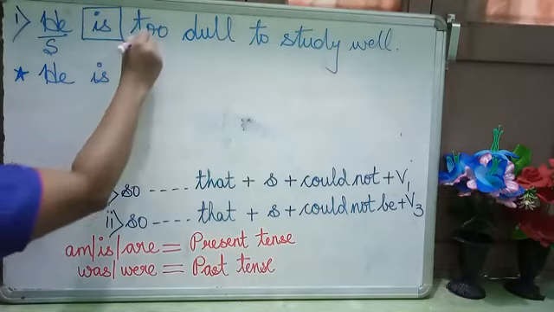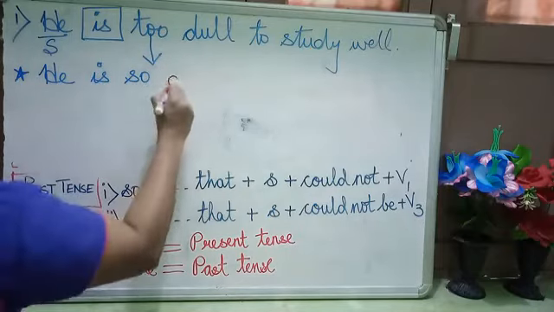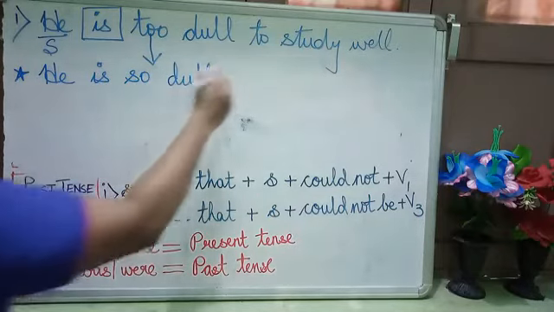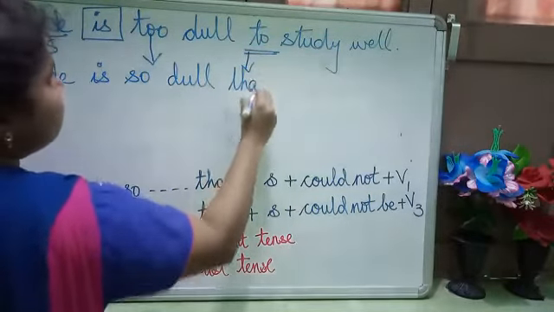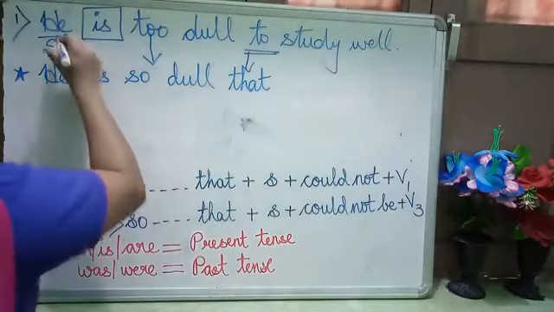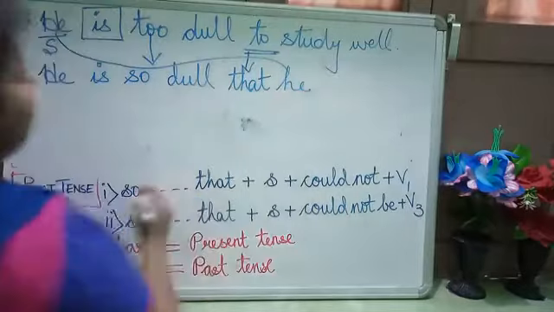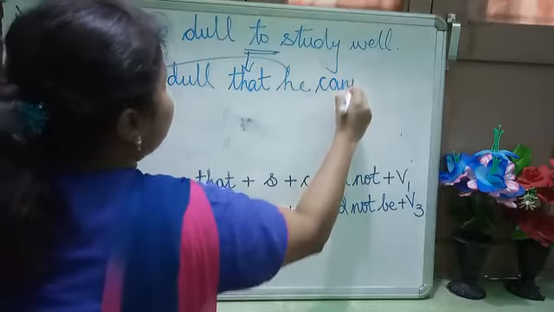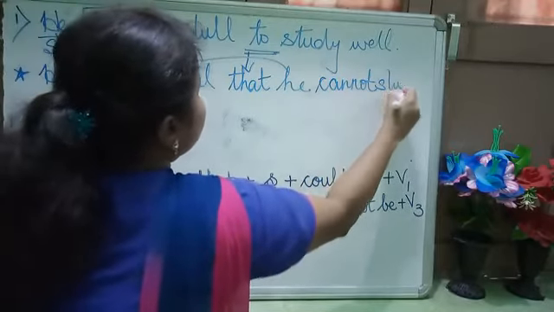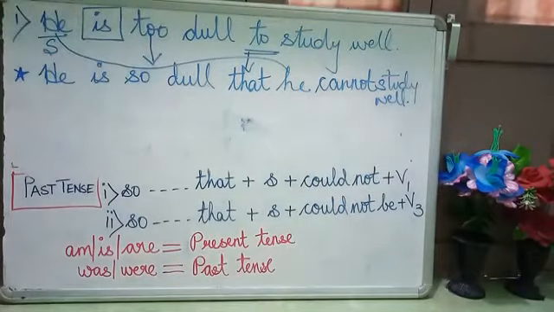He is... instead of this "to", what will you write? So you will write "so". Okay. Then this "weak" you will take down. Then instead of this "to", what will you write? Okay, "that". What is the rule? That plus subject. So what is the subject here? This "he" you will bring down. That he. Then for present tense, what will you use? Cannot. So, "He is so weak that he cannot run fast." This is for present tense.